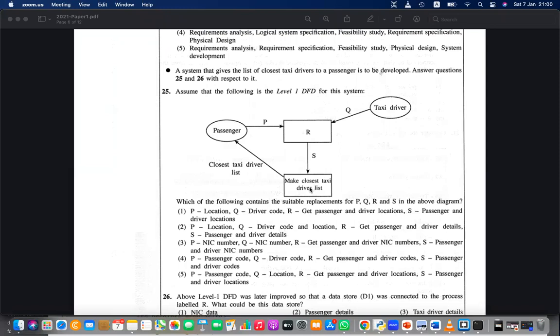Then what about S? Makes closest taxi driver list. You need to get the location and do this. And then again, you need the location details, right? So that is it. Passenger and driver details. Yes. Their location and location details. 1, 2, both are correct. They differ just because of this location thing. I'm moving to number 2. What's your answer? 2? Okay. Agree.